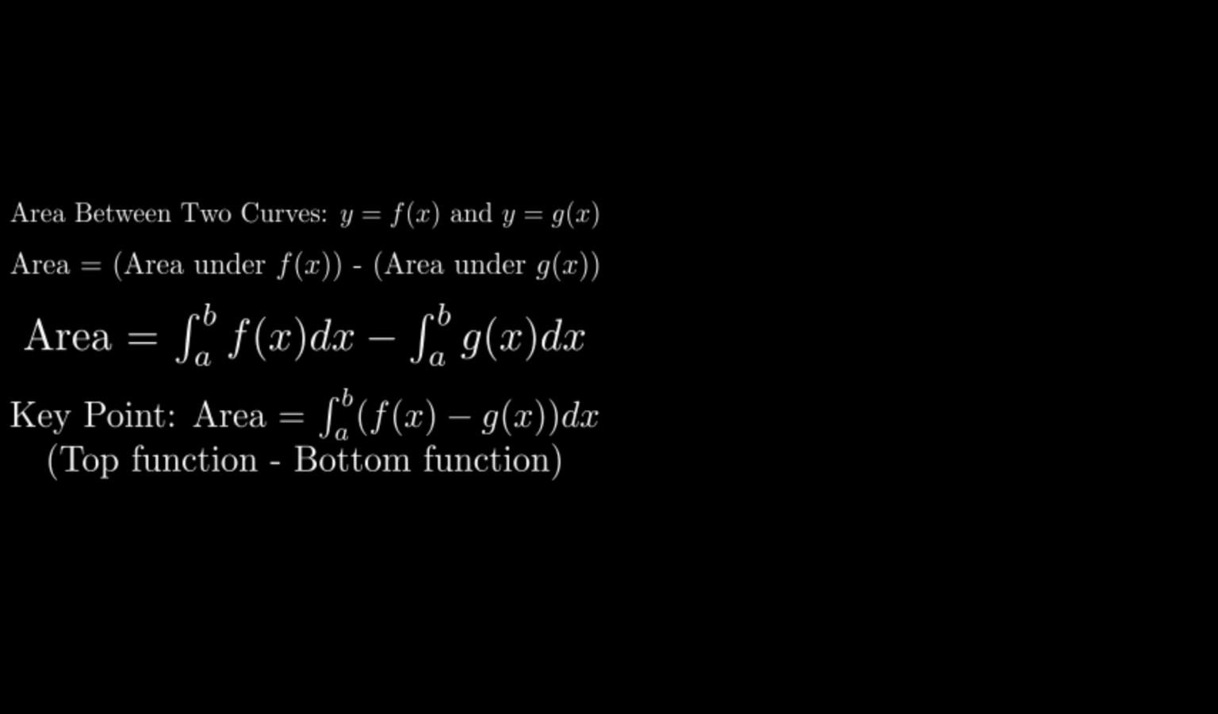So, the general strategy will be, first, find where the curves intersect to determine the limits a and b. Second, determine which function is on top in that interval. And third, set up and evaluate the integral of "top minus bottom." To summarize, we've derived a powerful and general formula for finding the area between any two curves. The area is the integral of the difference between the upper and lower functions. Let's apply our new formula for the area between curves to a concrete example.